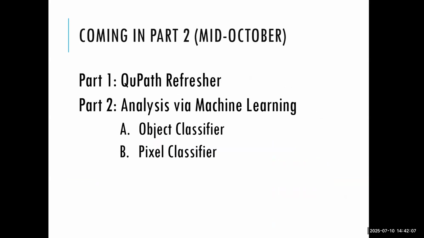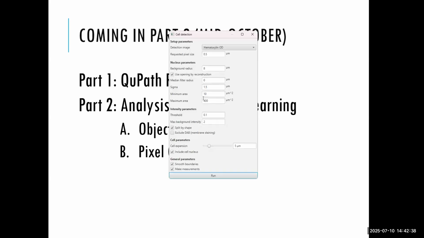Fantastic. Good to know. So coming in mid-October will be part 2. So we'll go over a quick refresher of the basic functions, and then we're going to move straight on to analysis via machine learning. So object classifier would be very similar to what we've been doing with the cell detection. So detecting cells, determining whether they are positive and negative by training it, rather than setting a value like we have been for cell detection, just like choosing values like this.